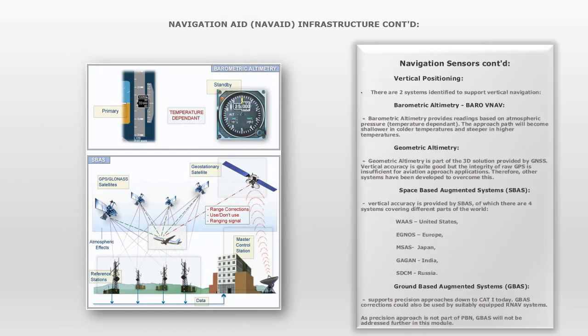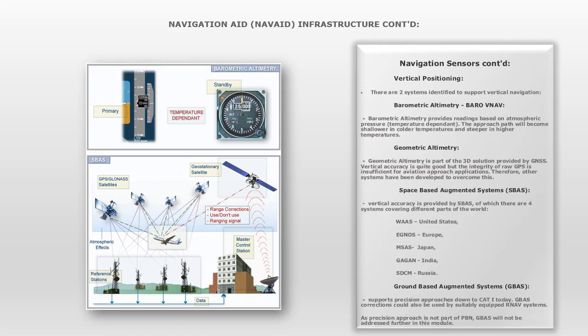Navigation sensors continue. Vertical positioning. There are 2 systems identified to support vertical navigation: barometric altimetry, BaroVNav. Barometric altimetry provides readings based on atmospheric pressure, temperature dependent. The approach path will become shallower in colder temperatures and steeper in higher temperatures.